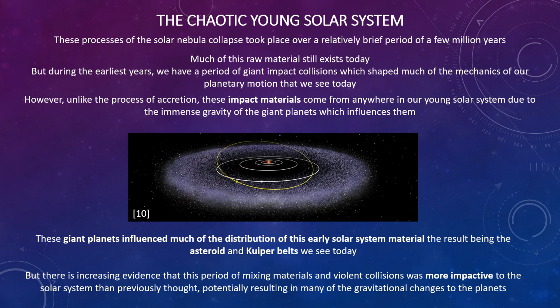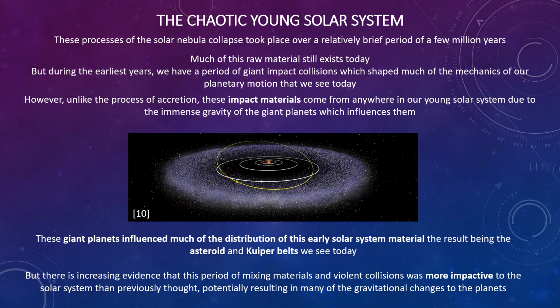However, unlike processes of accretion, impact materials came from pretty much any direction in the young solar system because of the immense gravity of the giant planets, which was influencing all of this loose material. The giant planets influenced a lot of how the material in our early solar system was distributed, and this resulted in the asteroid and Kuiper belts, which we see today.